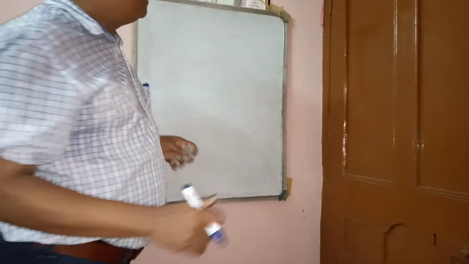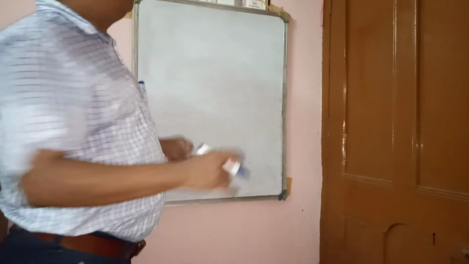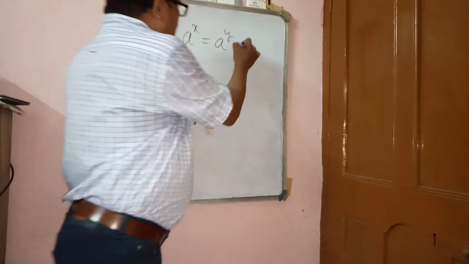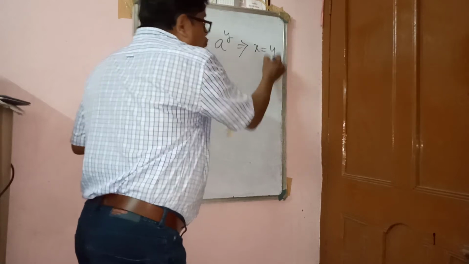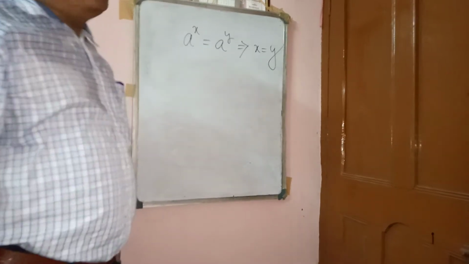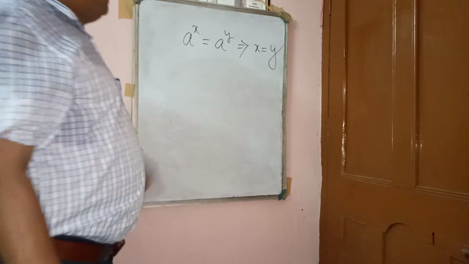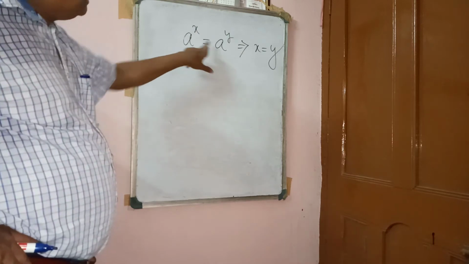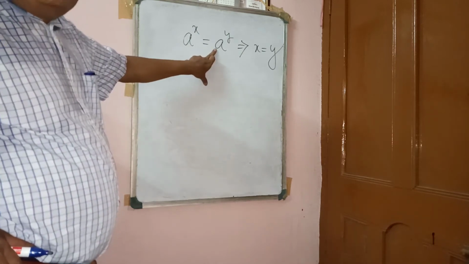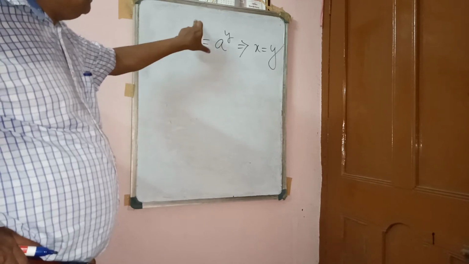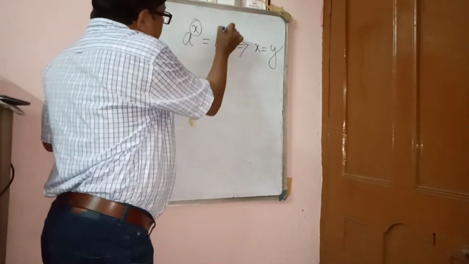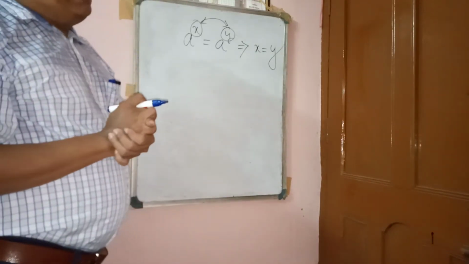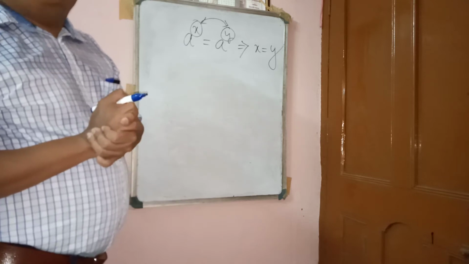Now a very important part is there. a to the power x equal to a to the power y implies x equal to y. Note it down, very important. Here the two bases are equal, then we can say x equal to y. These two parts are equal. Keep in mind, few conditions are there.